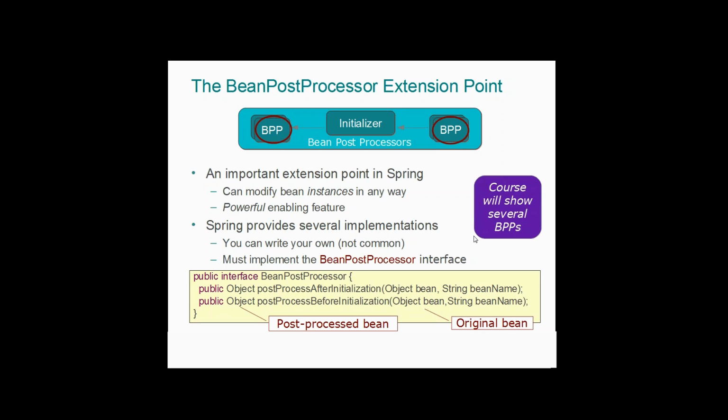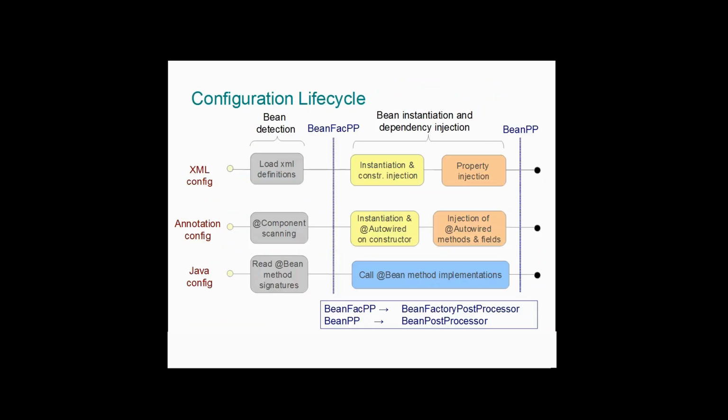So from now onward, we'll use this Bean post processor. There are several Bean post processors. We'll be using them, and they will be created. This Bean post processing will happen after object creation is completely done, in the phase of initialization. Okay, and if you look at the configuration life cycle for different approaches, XML files will get loaded from the XML file.